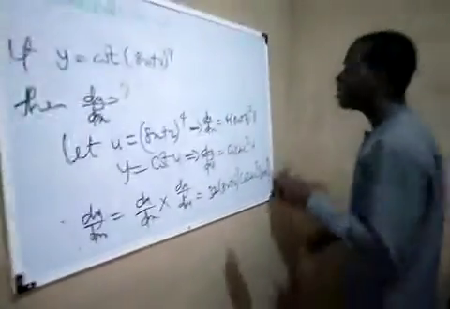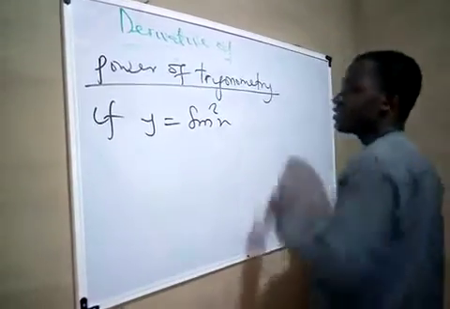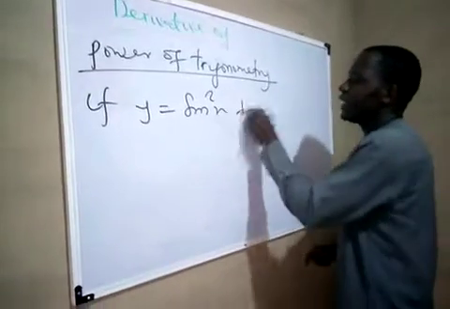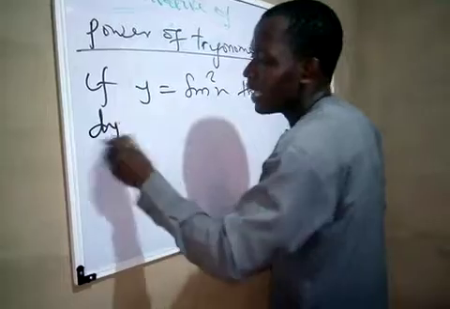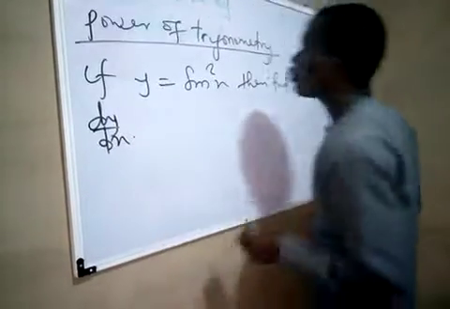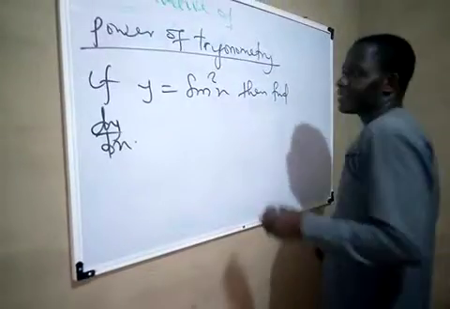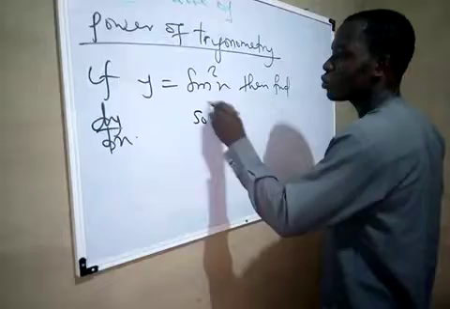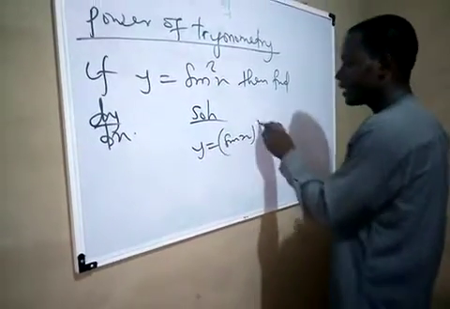For example, let me just solve one question under power of trigonometry. Say y equals sine square x. You can see that this is a power now. We are having 2 as the power. Then find dy/dx. We could only show the theory here. So if y equals sine square x, what will now be our dy/dx? So you can write the solution. We have y equals sine x all squared. That is what we are saying.